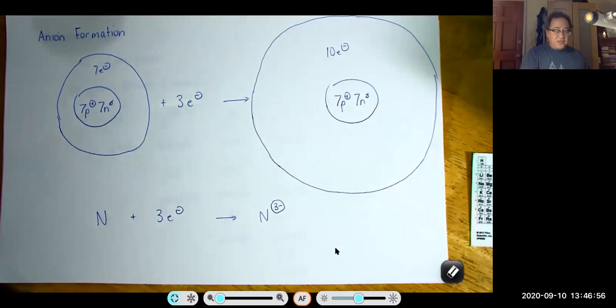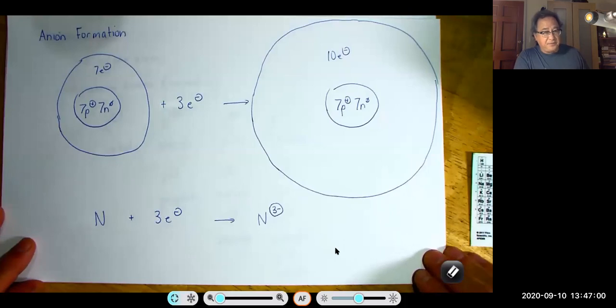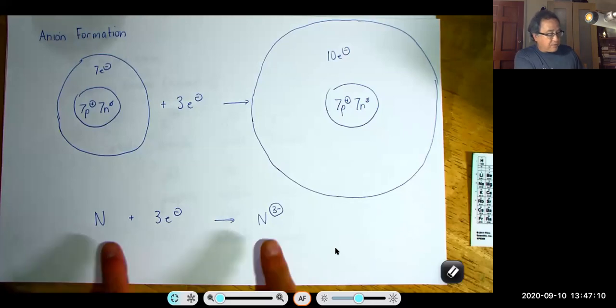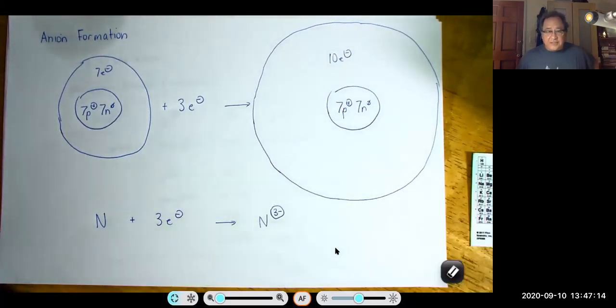When you add electrons, the cloud becomes larger. When you take them away, it becomes smaller. So this anion now has 3 more electrons than protons, and therefore it has a -3 charge. And this is how we write it symbolically. So you should also notice that this is a nonmetal, and usually nonmetals become anions, metals become cations.